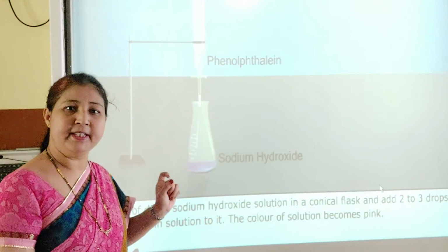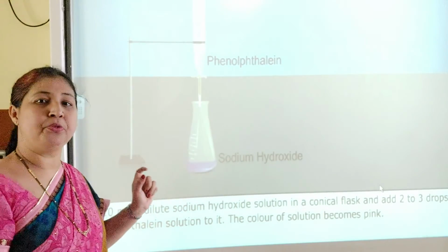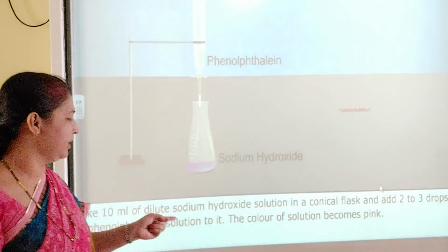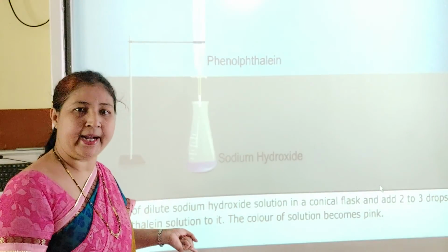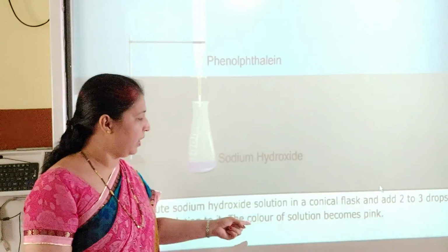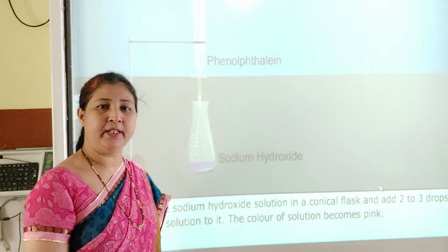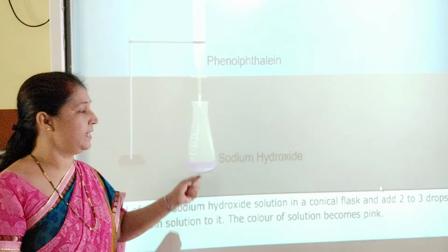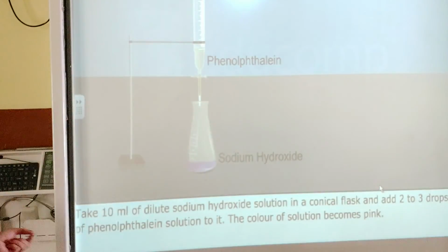Phenolphthalein is an indicator which is used to know whether the given substance is an acid or a base. So which indicator are we adding here? Phenolphthalein. What happens? The color of the solution becomes pink when the phenolphthalein indicator is added to sodium hydroxide.